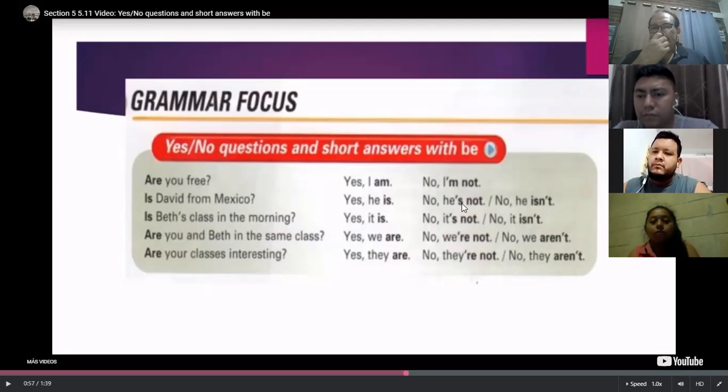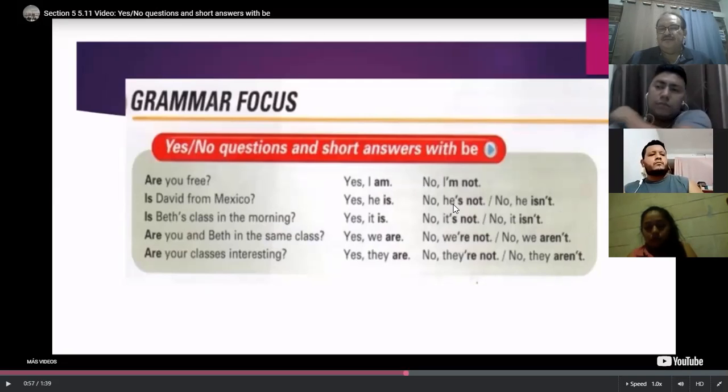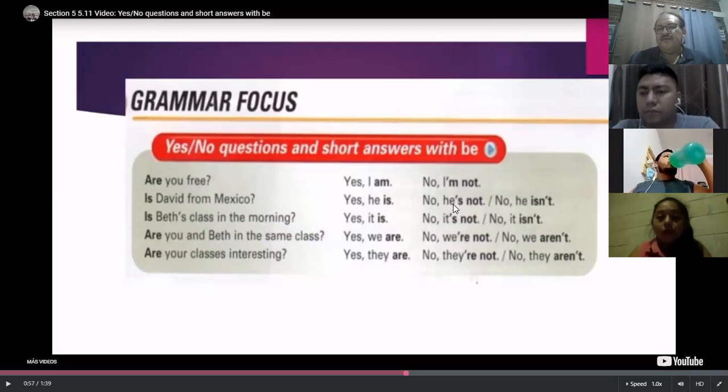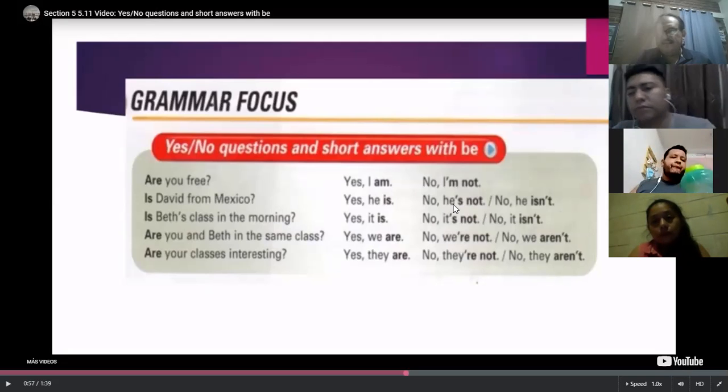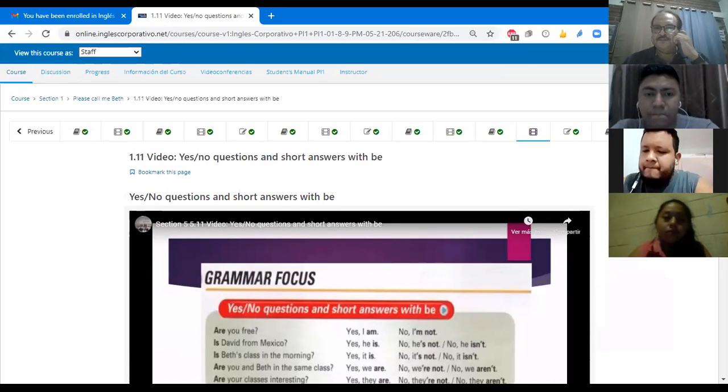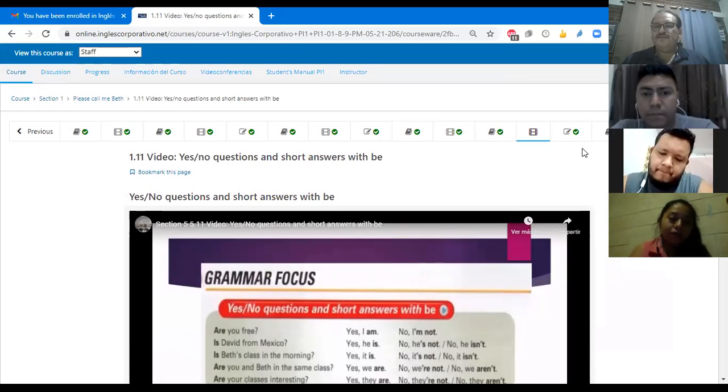For example, are you free? No, I'm not. Okay, no, I'm not. When you say, is he your friend? No, he's not, or no, he isn't. Sometimes the first one will sound with a little more emphasis. And that is the difference. But the two forms are correct. Okay, so this is the structure for the yes, no questions and short answers.